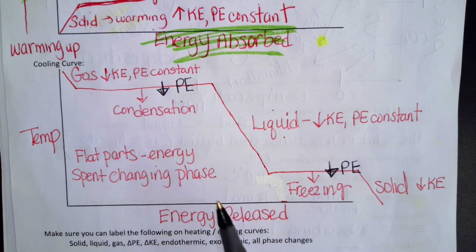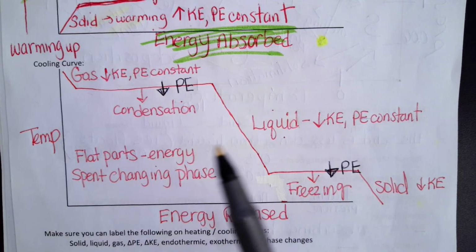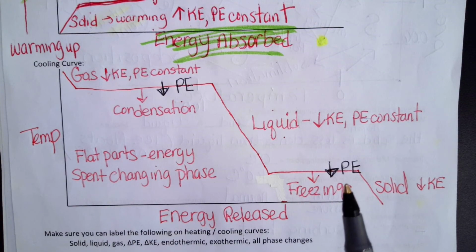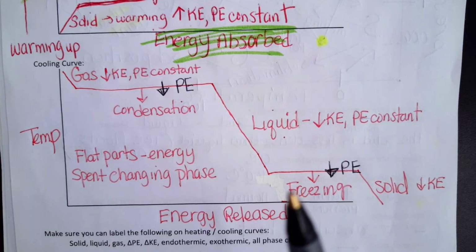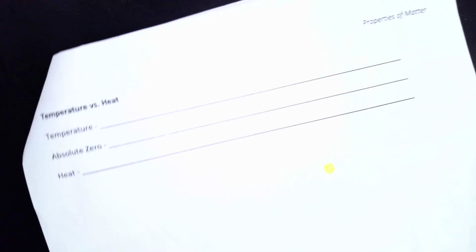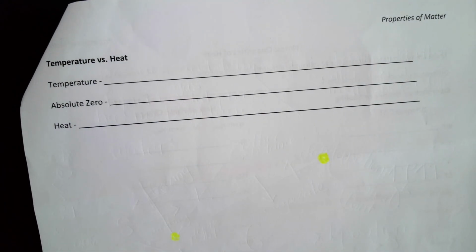All right. And because it's cooling, we need to get rid of all of that high energy. So that's why as you go down, energy is being released. Up top, energy is being absorbed, the opposite. All right, so flip to the last part. We just got a few things. We're going to go over temperature, absolute zero, and heat.